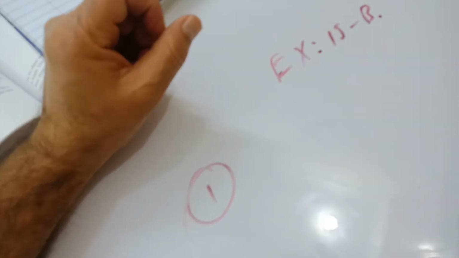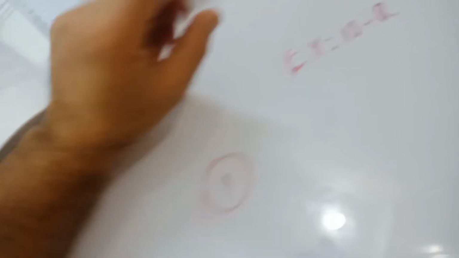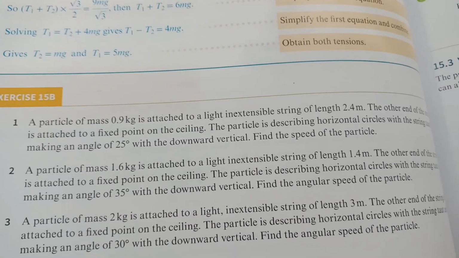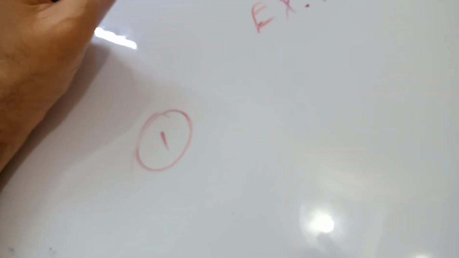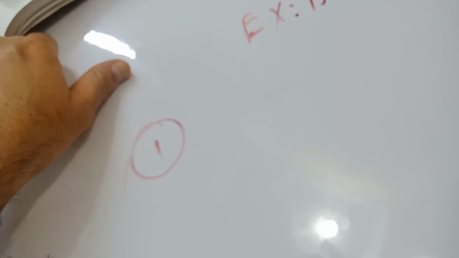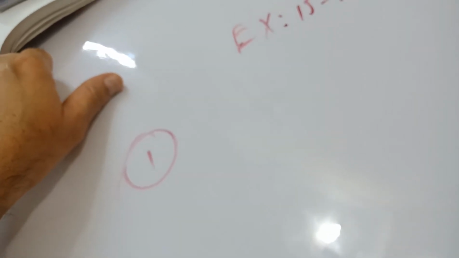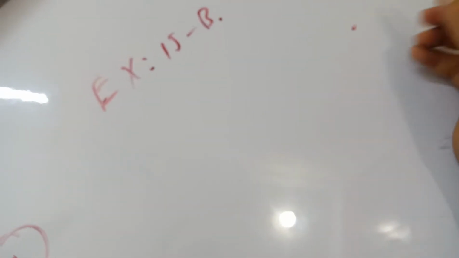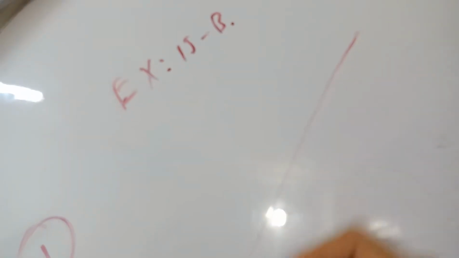It says a particle of mass 0.9 kg is attached to a light inextensible string of length 2.4 meters. The other end of the string is attached to a fixed point on the ceiling. So this is going to be a case like this. Suppose this is the point on the ceiling, and this is the string.